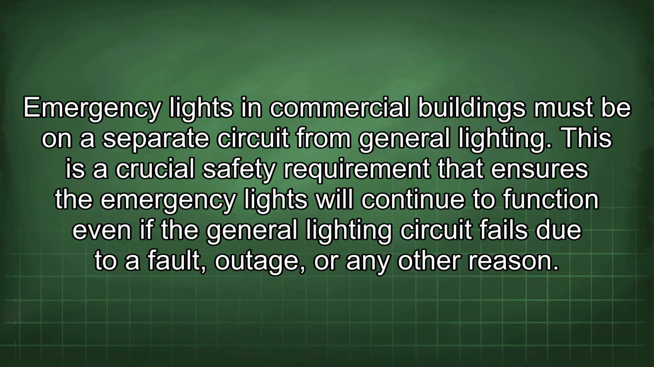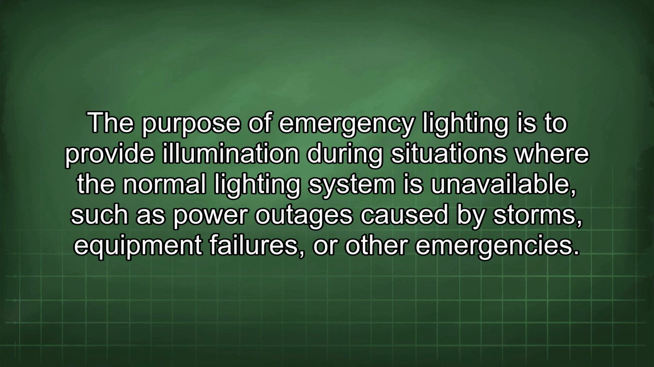Emergency lights in commercial buildings must be on a separate circuit from general lighting. This is a crucial safety requirement that ensures the emergency lights will continue to function even if the general lighting circuit fails due to a fault, outage, or any other reason. The purpose of emergency lighting is to provide illumination during situations where the normal lighting system is unavailable, such as power outages caused by storms, equipment failures, or other emergencies.